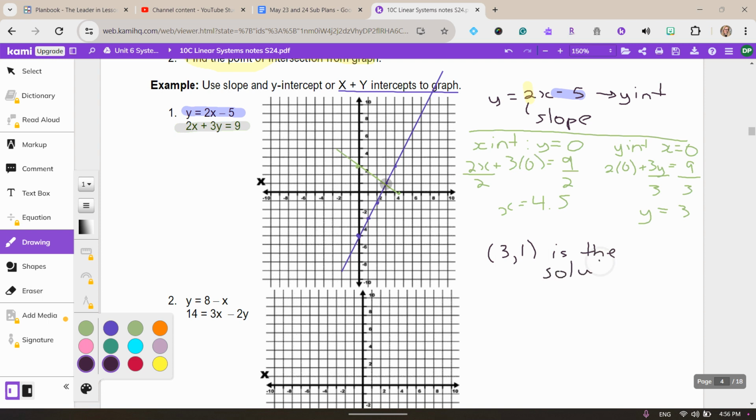So we're going to learn several different ways to solve equations. I just want you to remember that this is always a way that works. So get out your graph paper and give it a try.